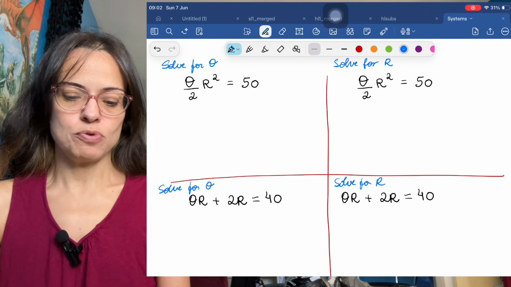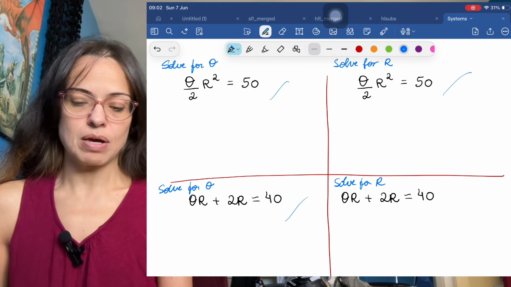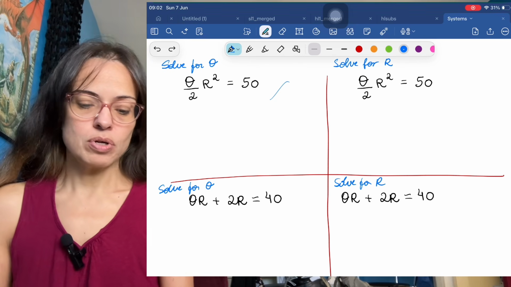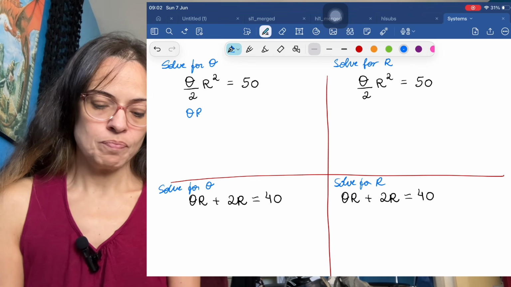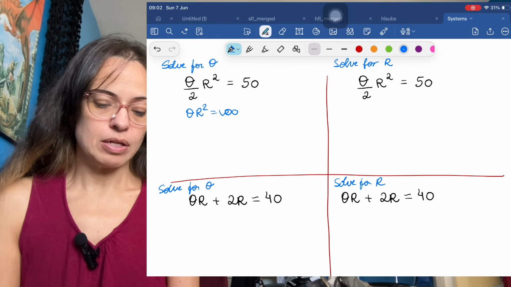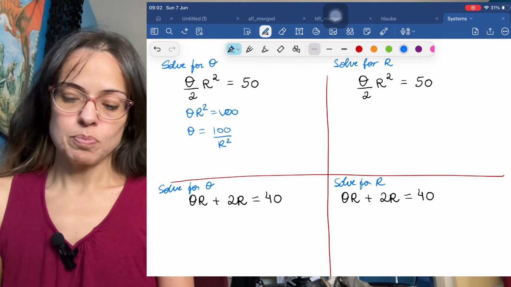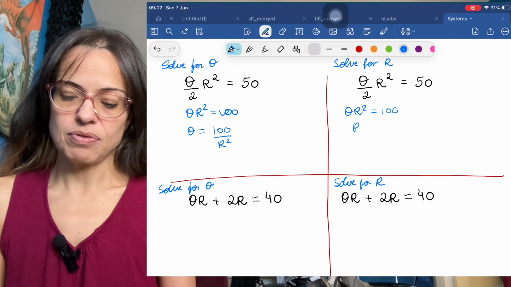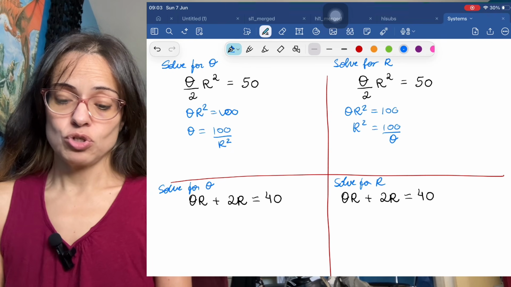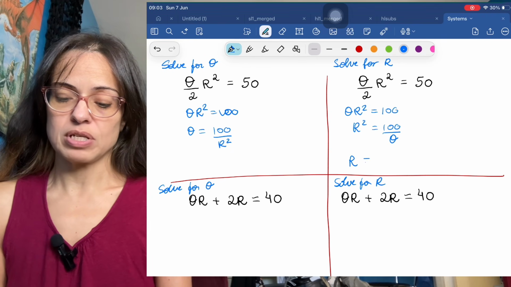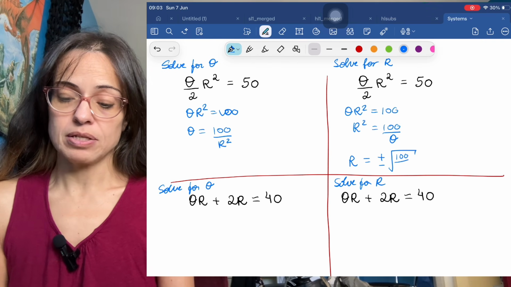Here are the 4 options. This is theta in the first equation, r in the first equation, and then both of them in the second equation. Okay. So solving for theta here, we're going to start by multiplying by 2, and then we are going to divide by r squared. Solving for r in the same equation, we also start by multiplying by 2, but then we divide by theta instead. And to continue from here, you see that this r is squared, so you have to take the square root on both sides, and whenever you do that, you have to make that plus or minus appear.